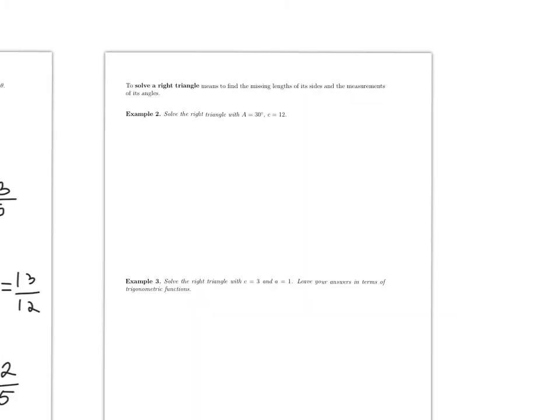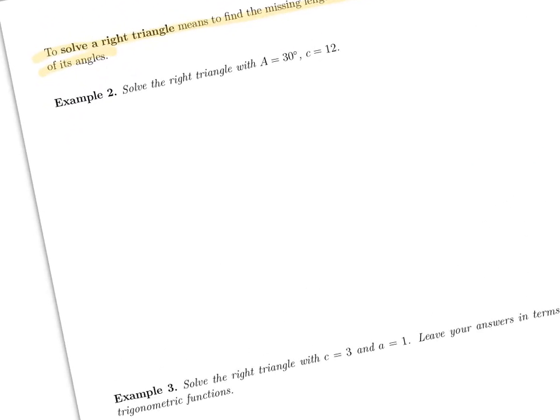So sometimes we're tasked with the last example, finding the 6 trig functions, and most of our problems are actually going to say this, solving a right triangle. To solve a right triangle, or any triangle, means to find the missing lengths of its sides and the measurements of its angles. So you're going to be given some side and angle information. You have to fill out all of the rest. Setup is really important here.